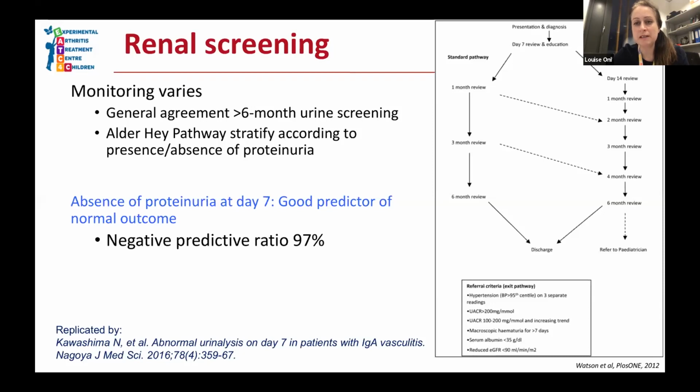But at the moment, it's still agreed internationally that at least 6 months monitoring should take place, because there are the occasional patients who will have a normal urine at day 7 who can go on to get significant renal inflammation.